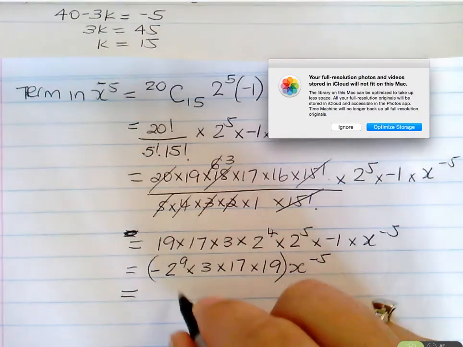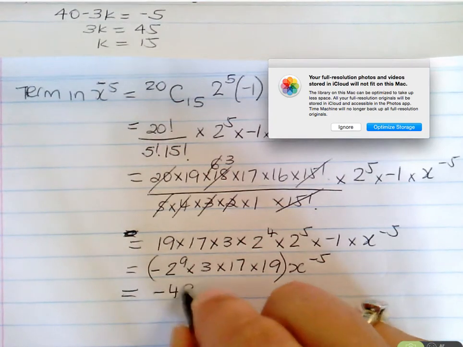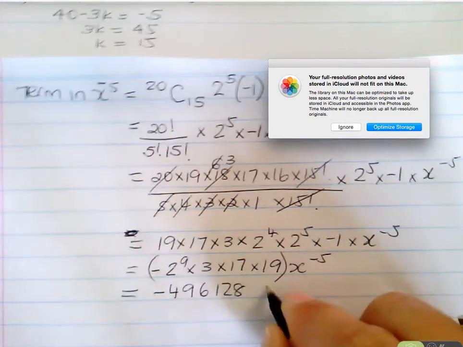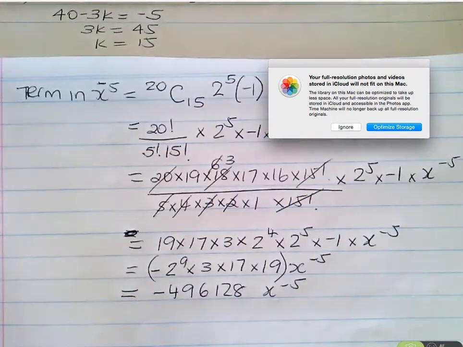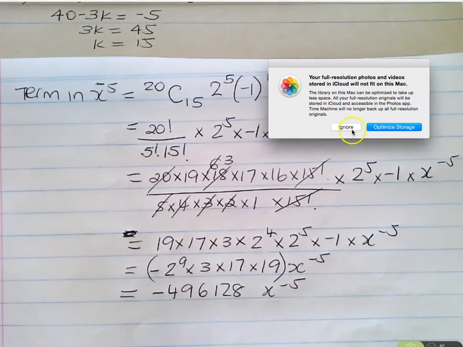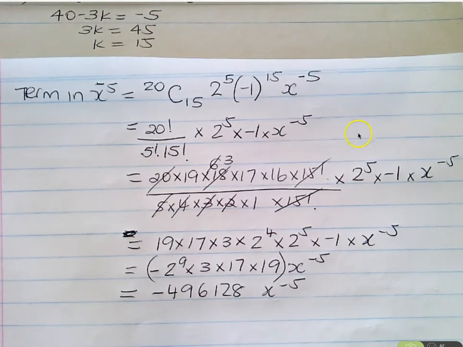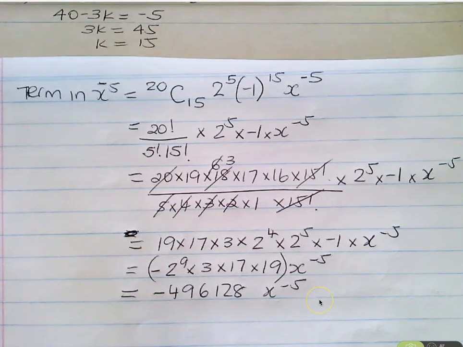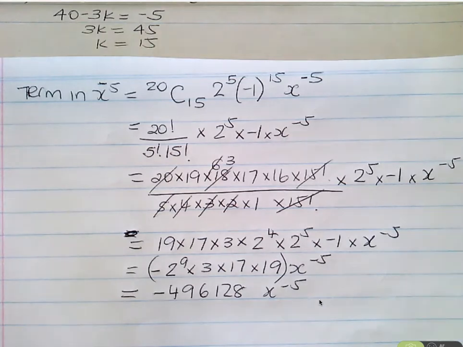You should get minus 496,128 x to the negative 5. And you know what? You can just check it on your calculator. Is it right? Yeah.